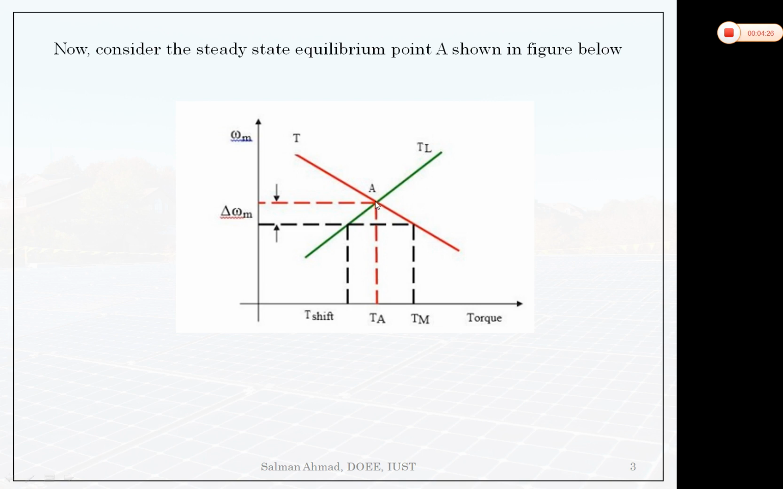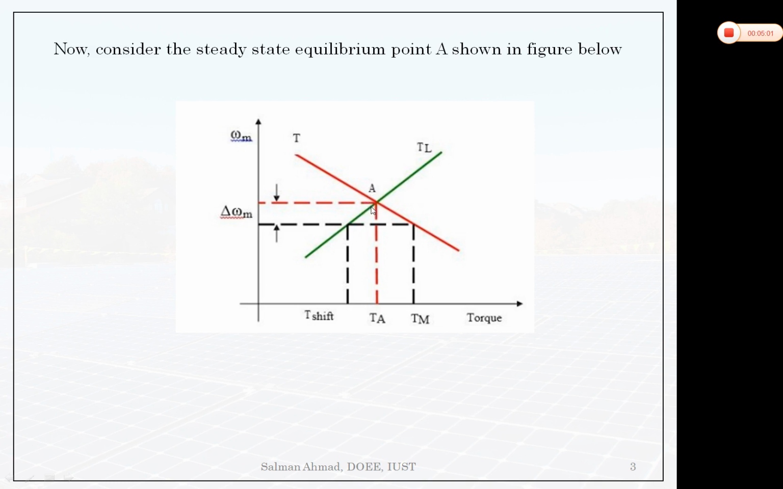Now we slightly increase the speed. Say we have increased it to this point. We have to check what the motor torque and load torque will be. You can see here that the motor torque will be less than the load torque. If you draw a horizontal line from this point, you can see that the motor torque is less than the load torque. That means the drive will decelerate and the speed will decrease. Again it will reach point A.